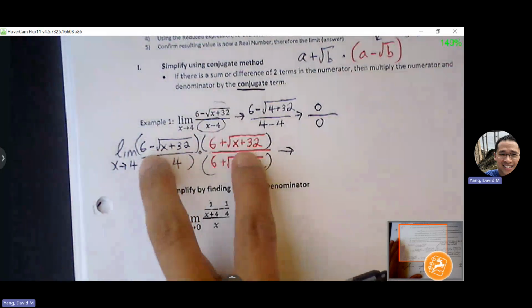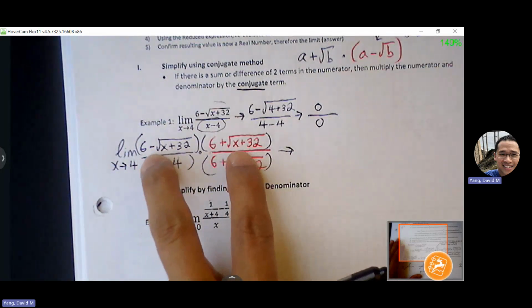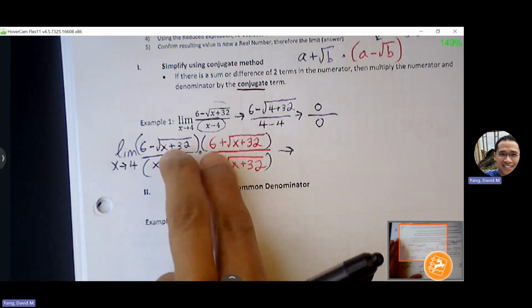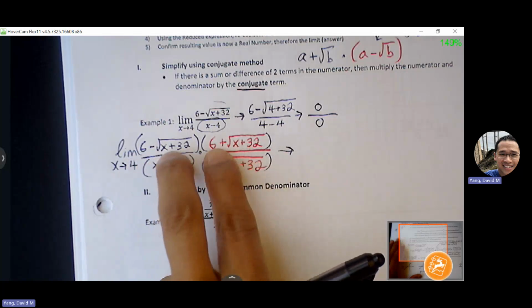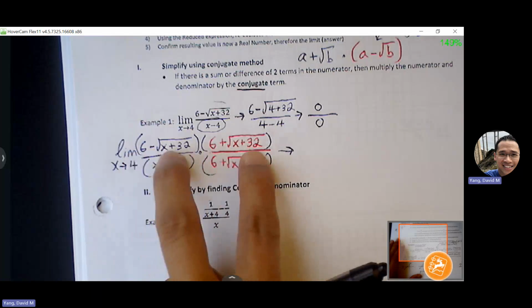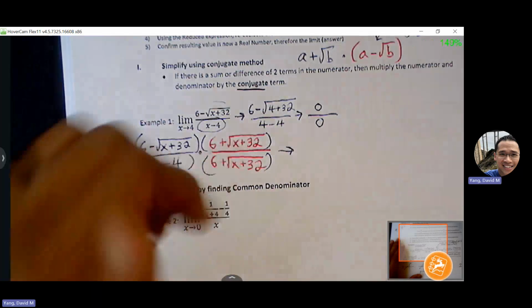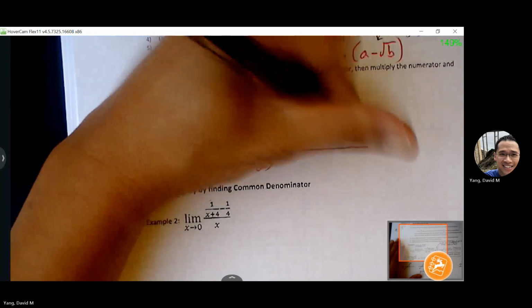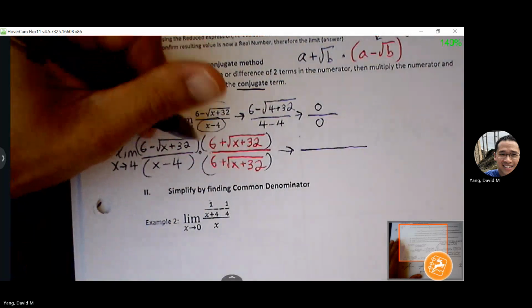Now, when you're multiplying your conjugate terms together, you only have to worry about your first pair and your last pair, because your middle pair will do what? Cancel out. So that's nice. Okay, so just the first pair, the last pair. 6 times 6 gives us 36, right?